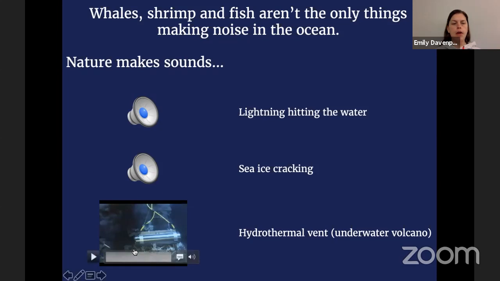And then hydrothermal vents, which are underwater volcanoes, also make their own noises, kind of as you'd expect. Right, so they are just bubbling away there.